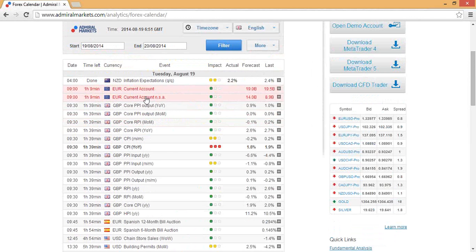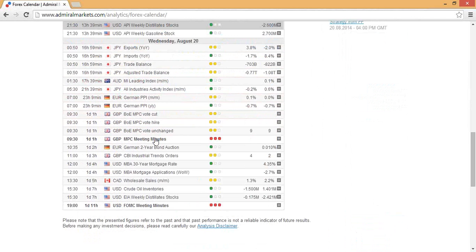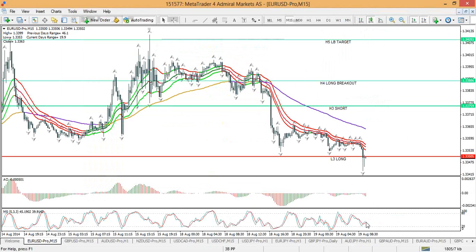Pound meeting minutes, indeed. MPC meeting minutes, just like we have on the dollar, FOMC meeting minutes. So obviously those are two big things for the pound and dollar. So pound dollar could have a rocky, hefty day tomorrow, who knows. Those things are definitely going to be potentially influencing the market. So with that said, we can move on and take a look at our currencies.